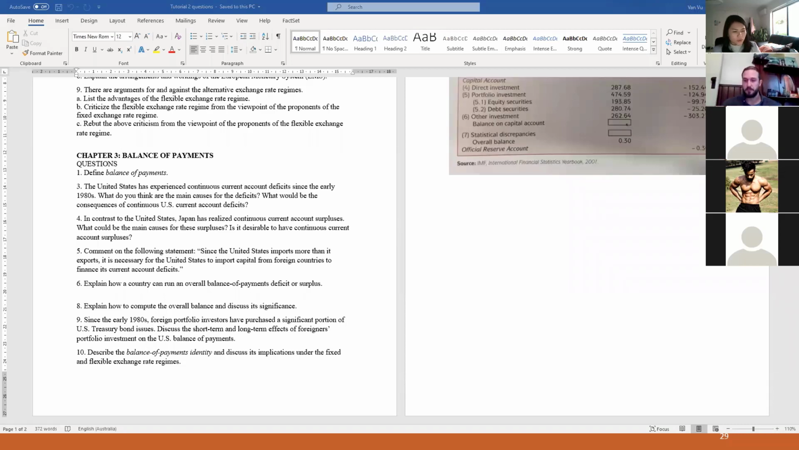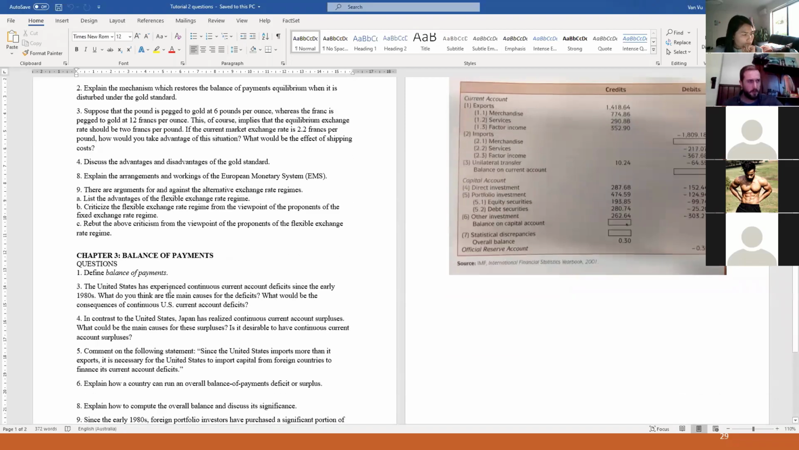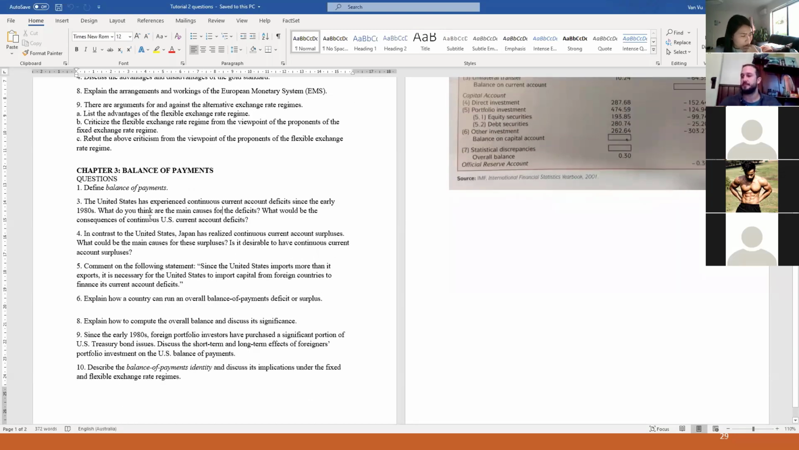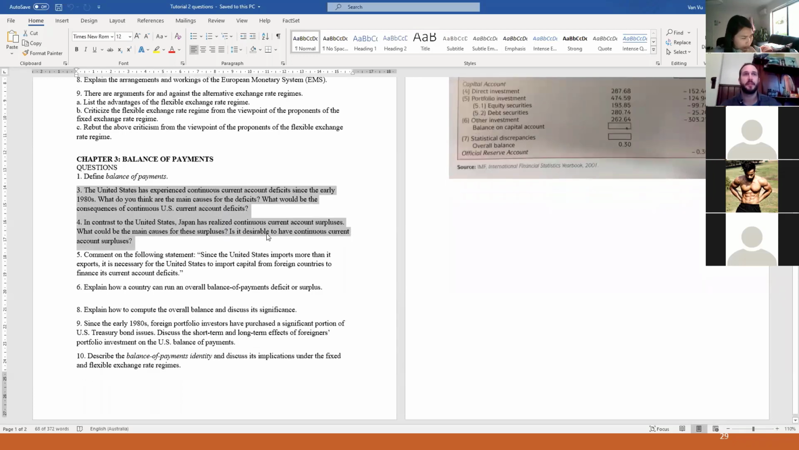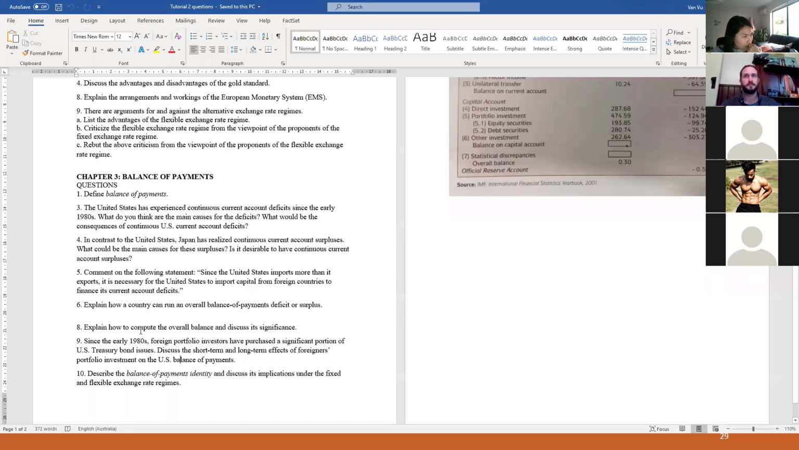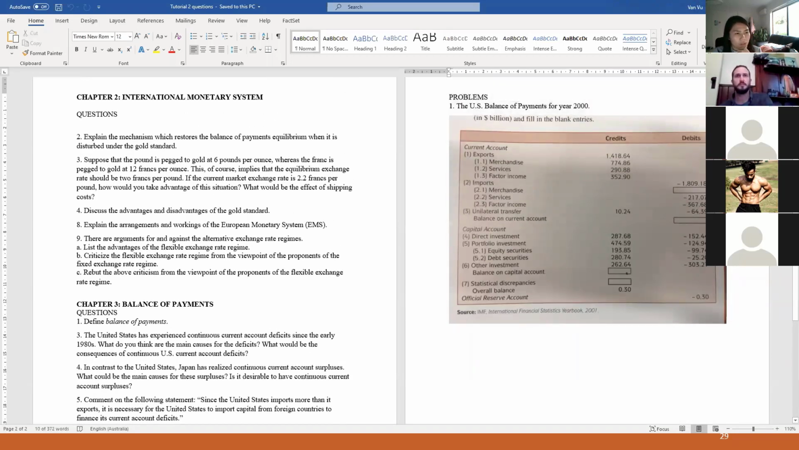Okay guys, let's move on to chapter three. So these are the questions for chapter three. Questions 1, 3, 4, 5, so on and so forth. So we have gone through question one before in a previous example at the start of the class. I think question three and four are quite important. Also question five. These questions, if we don't have time, we can skip those. And question 10 is quite important. Also problem one, which is to illustrate how to read the numbers in the balance of payment. Okay. So let's go through these questions.